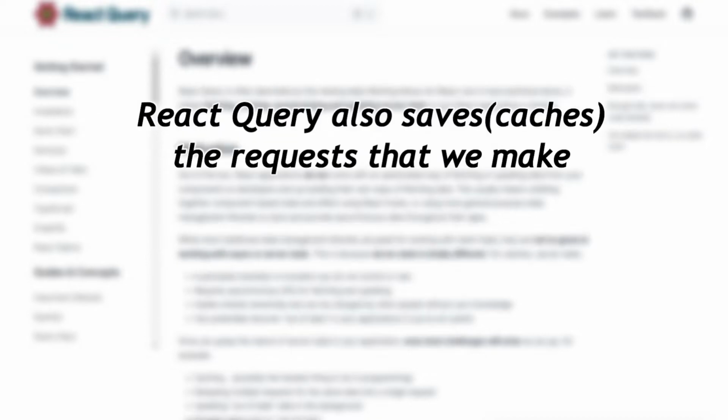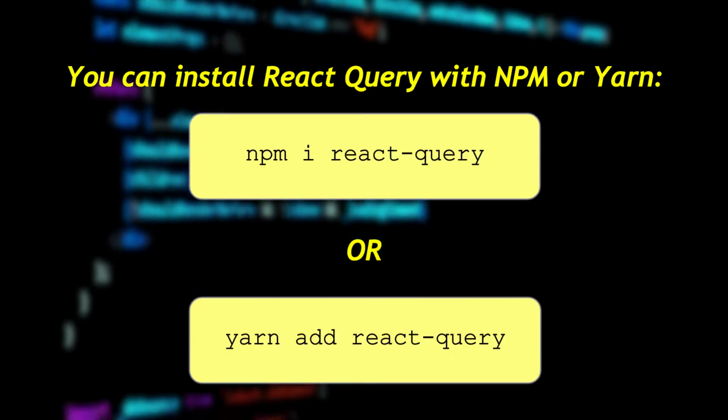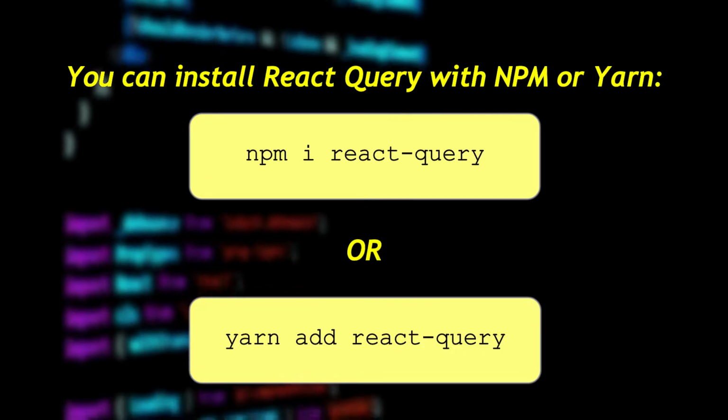Not just that, it also saves the requests that we make. So in most cases, if we have requested data before, then we don't have to make another request. We just have to read it from the cache. You can install React Query with npm or yarn this way.